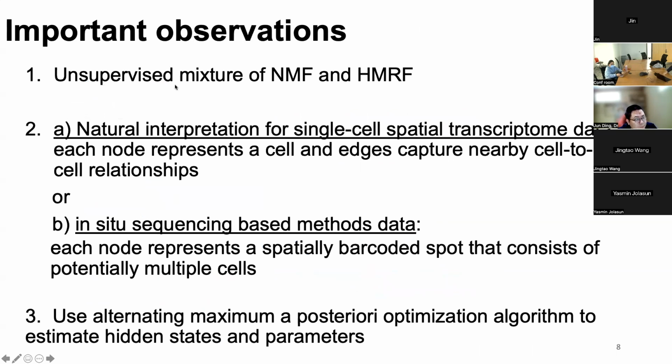So this is the integrated model of SpiceMix, combining the expressive power of NMF for modeling gene expression with the HMRF for modeling spatial relationships. They use both in situ spatial data sets and single cell data sets as well. And like I said in the previous slide, to infer the hidden states and the model parameters of SpiceMix, they optimize the data likelihood through coordinate ascent, alternating between optimizing hidden states and model parameters.